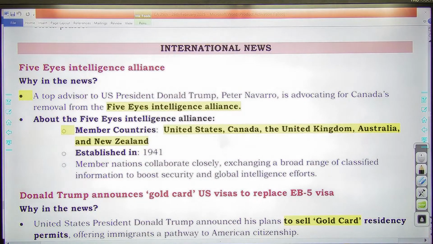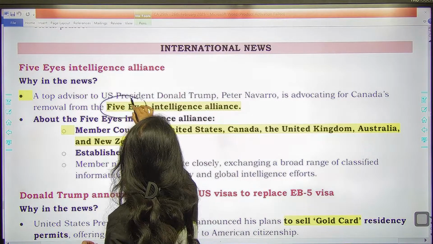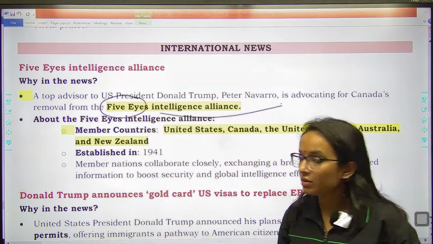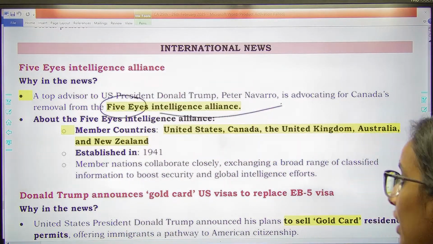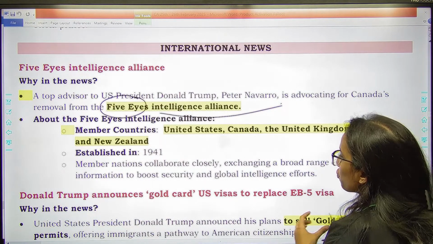Then you have international news. A top advisor to US President Donald Trump is advocating for Canada's removal from the Five Eyes Intelligence Alliance. Okay, Five Eyes Intelligence Alliance. So this Five Eyes Intelligence Alliance is important. Jisme they want Canada to be removed.